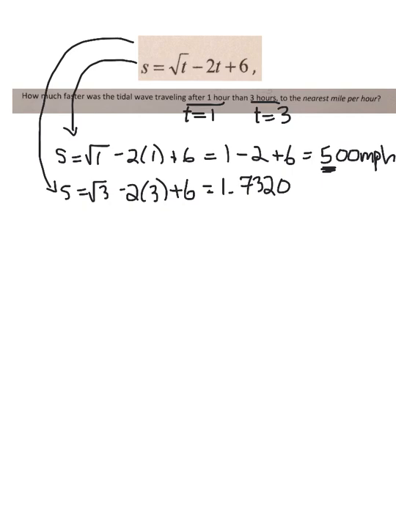If I put that into my calculator, I'm going to get 1.7320. Now remember, that's in hundreds. So I would have to take this answer right here and multiply that by 100. Just like here, we had an answer of 5, but when I multiplied 5 by 100, I got 500. So I have 1 point blah, blah, blah here. I need to multiply that by 100 as well. And when I do that, that's roughly 173.20 blah, blah, blah miles per hour. So you can see that the tidal wave is going faster at time 1.